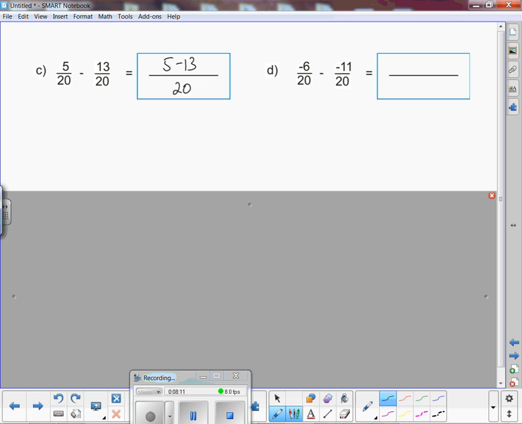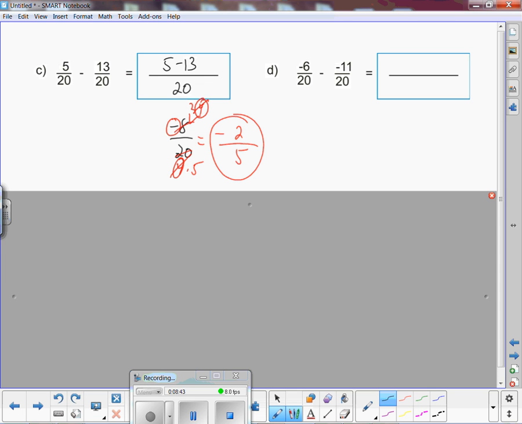All right, we looked at that. 5 positives, 13 negatives. Leaves you 8 negatives, and we look at this and say, hey, can I reduce it? Yep, and again, I'm going to be careful because I've got that negative. 8 is a 2 times 4. 20 is a 4 times 5. The 4 divided by the 4 divides out, and what do we get? A negative 2/5, right? Not hard. Not hard.